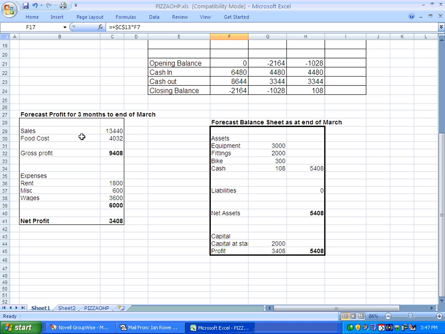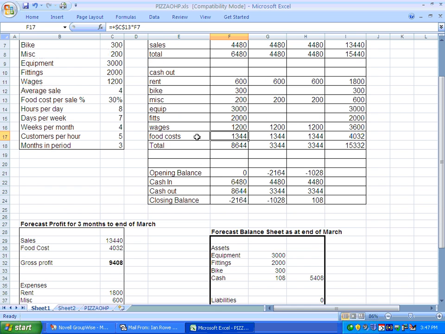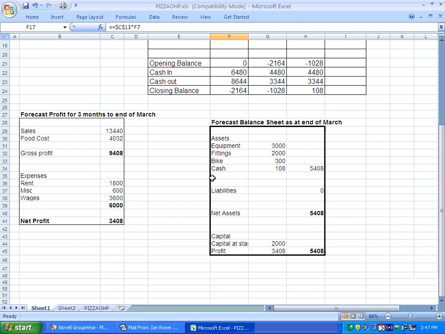So we've used up the food ingredients. We can see every month we've paid out £1,344. So that's £4,000 in the 3 months for ingredients. So we've used that up. We've used the ingredients, they've all gone, got to buy some more in April. So that's one of the expenses.